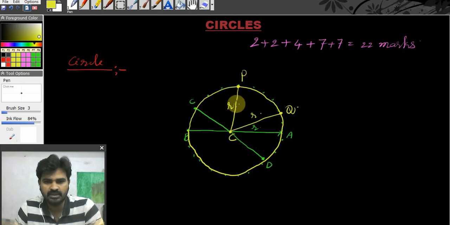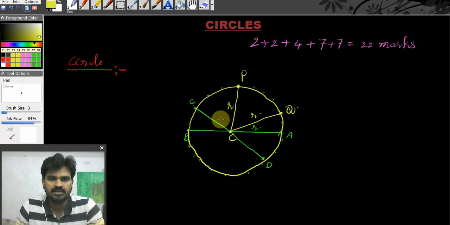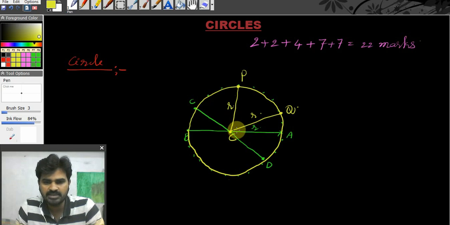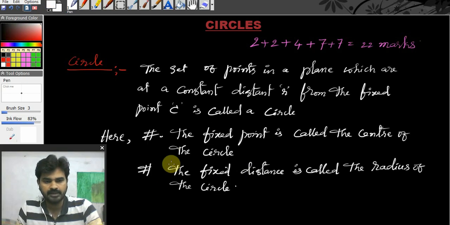Note here, first of all you need to draw the circle. First you should take a fixed point, which is called the center. Next we have taken a fixed distance from the fixed point. That distance is called the radius of the circle. This is the definition of the circle, and the major parts of the circle are the center and radius. Look at here, this is the definition of the circle.